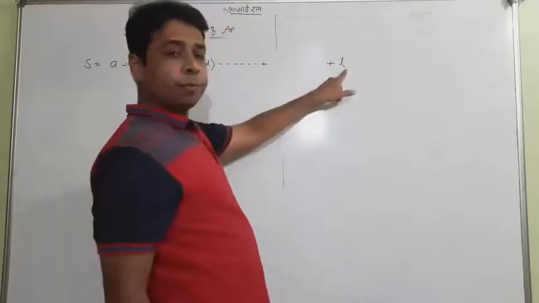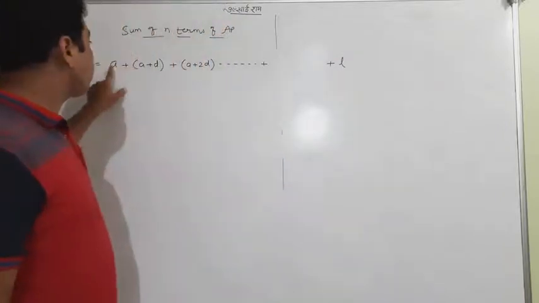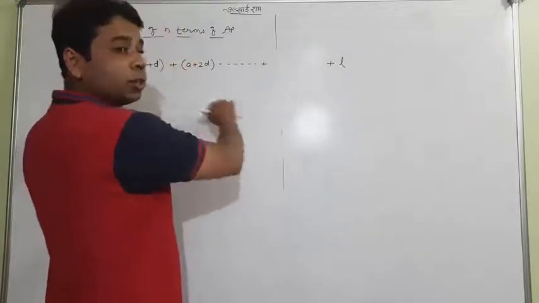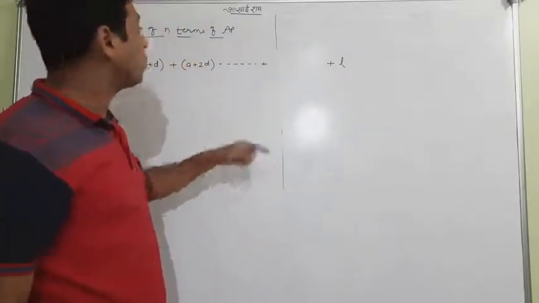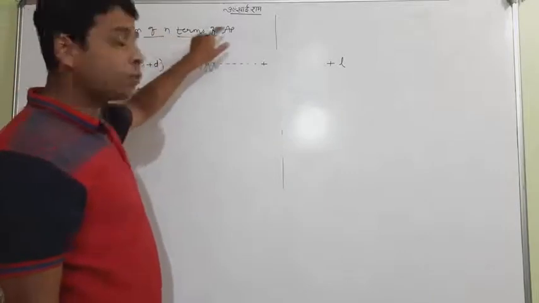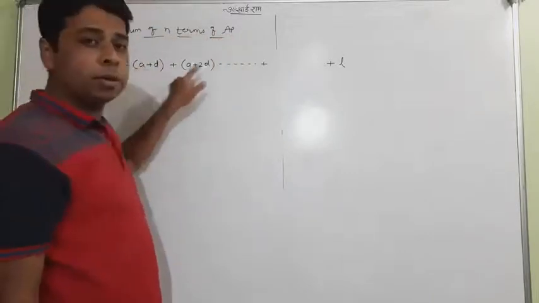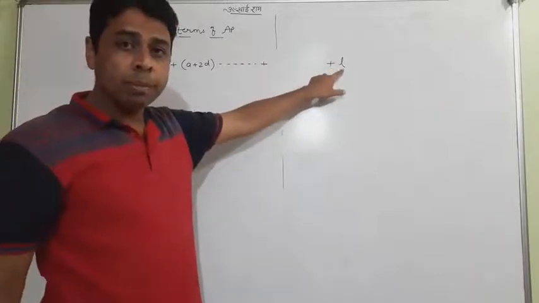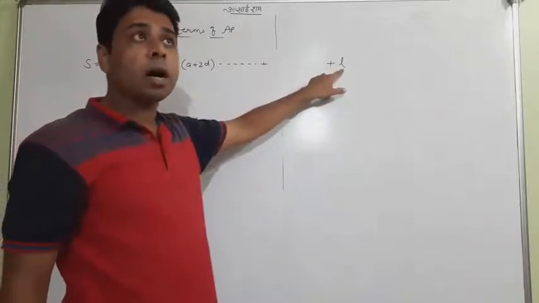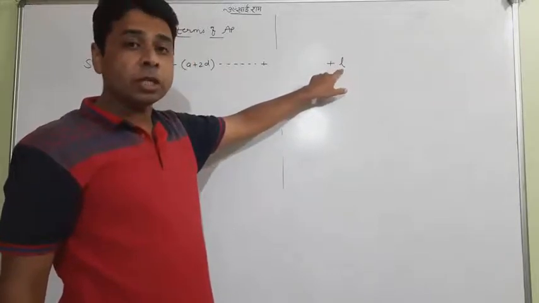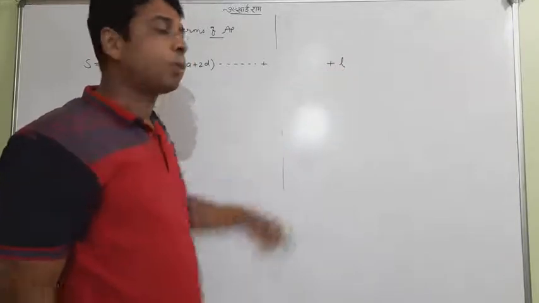So for convenience, I'm saying that the last term is L. From here to this point we have n terms, because you know that we are finding the sum of n terms of AP. So this is my first term, this is my second term, this is my nth term, but for convenience I took the last term, the nth term, as L.